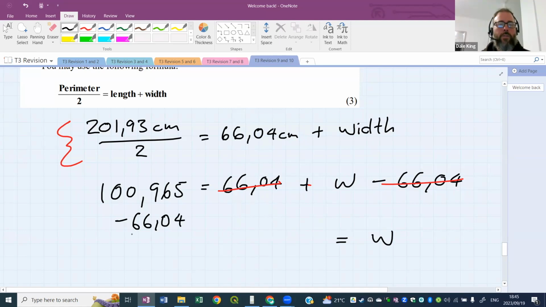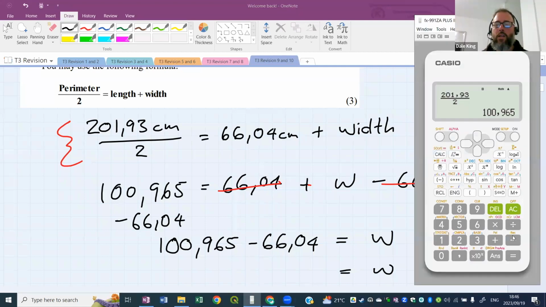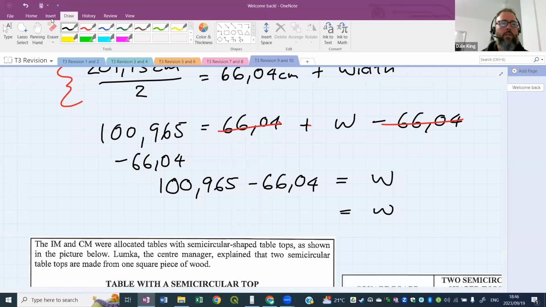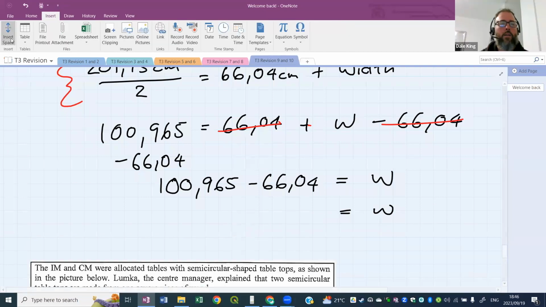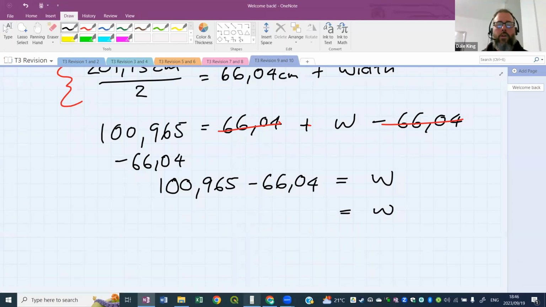And on the left, we have 100.965. I'll just write it out for you to see, minus 66.04. So the width is equal to all of that. So let's get it there and say minus 66.04 gives us 34.925. I'm running out of space tonight in a big way. These questions are long. 34.925, if I'm not mistaken.